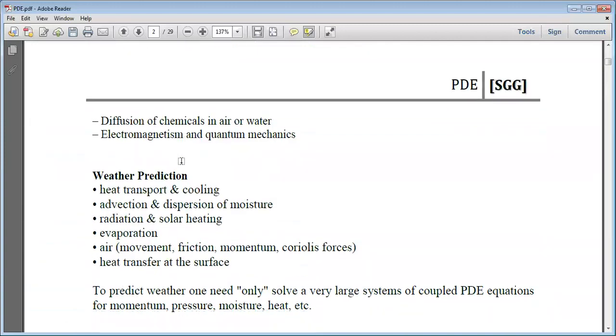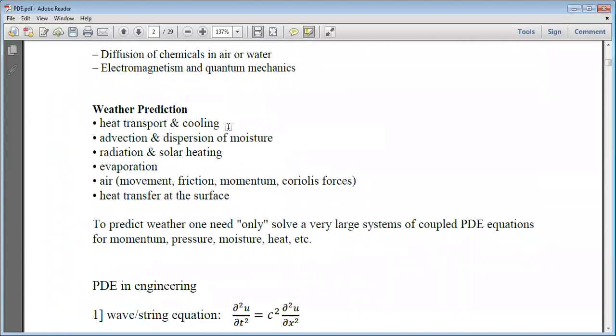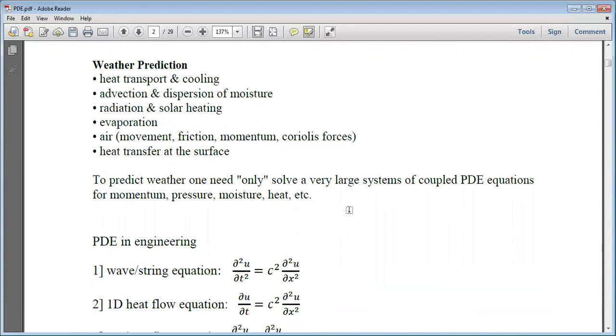If we consider weather prediction, it again deals with heat transport and cooling, advection, dispersion, radiation of solar heating, evaporation, air movement, and heat transfer at the surface. So to predict the weather, one needs only to solve a very large system of coupled partial differential equations for momentum, pressure, moisture, heat, etc. So we can have partial differential equations containing this number of parameters.